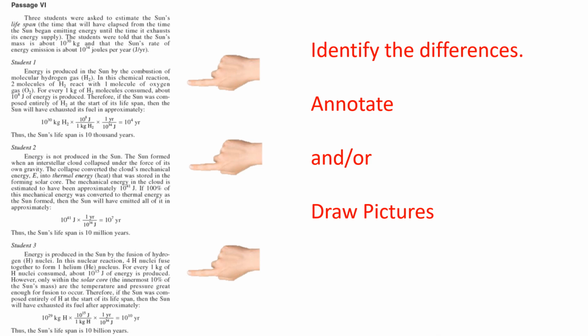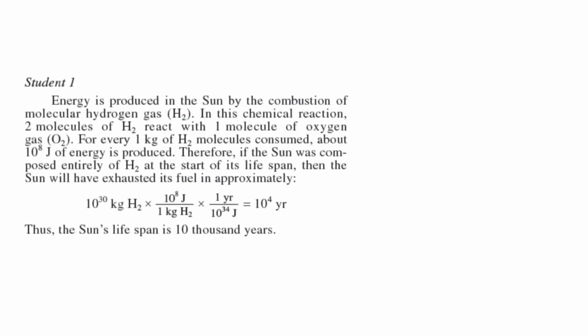Your next step is to identify the differences. I would say either annotate and or draw pictures. I like to draw pictures to help me remember, but you do what works best for you. Okay, student 1 says energy is produced by the combustion of hydrogen and oxygen. So hydrogen and oxygen combine for combustion. It's a little problematic because hydrogen and oxygen together can also create water. So this student's explanation might be a little bit off.